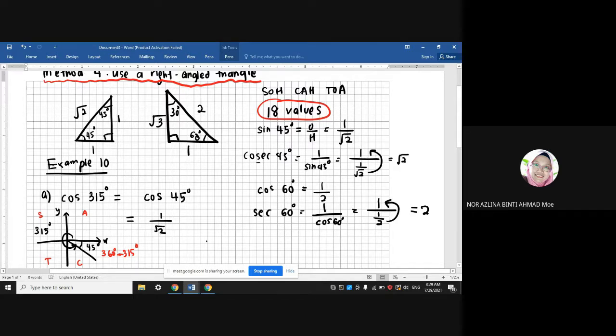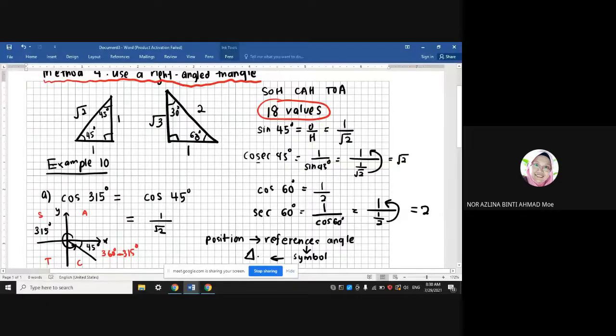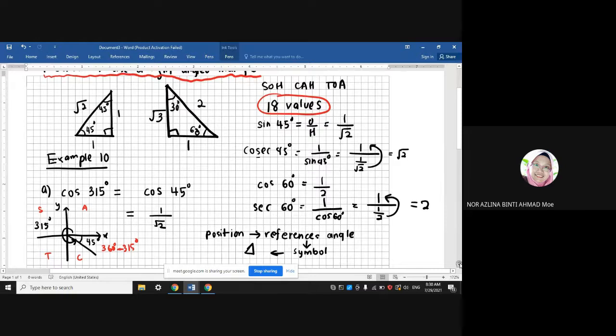Okay, so step ni apa? Position, reference angle. Memang banyak guna position dengan reference angle. Banyak guna kaedah yang sama saja. Position, reference angle. Kemudian apa? Symbol. And triangle. Rujuk triangle. Okay, next. For B.